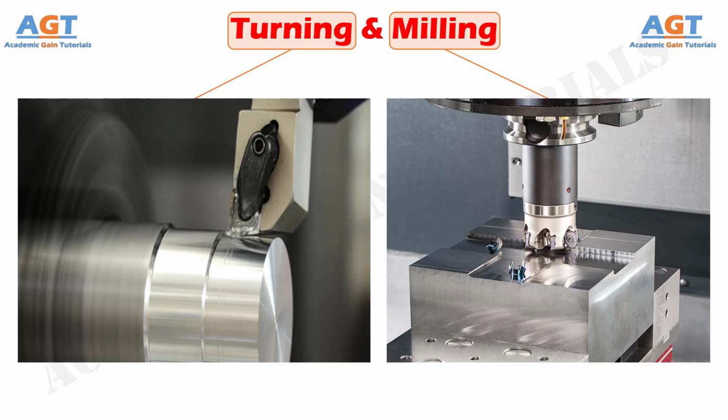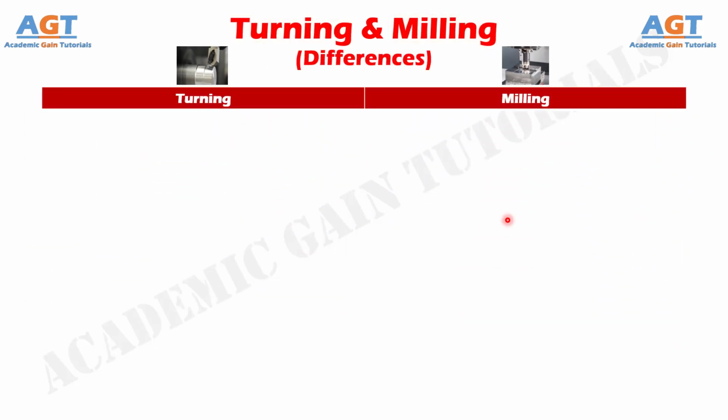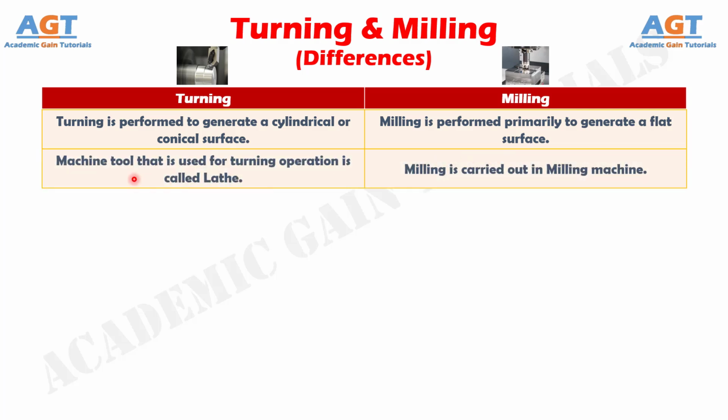So, let's look into the basic differences between turning and milling processes in a tabular form. Difference number 1. Turning is performed to generate a cylindrical or conical surface, whereas milling is performed primarily to generate a flat surface. Number 2. Machine tool that is used for turning operation is called lathe, whereas milling is carried out in milling machine.